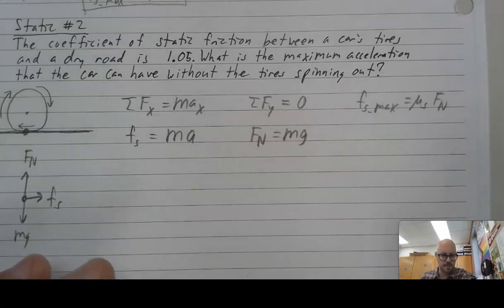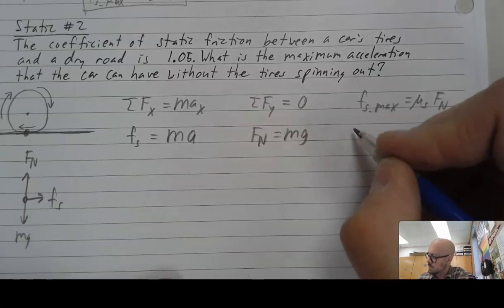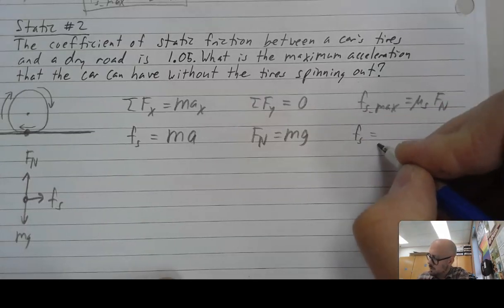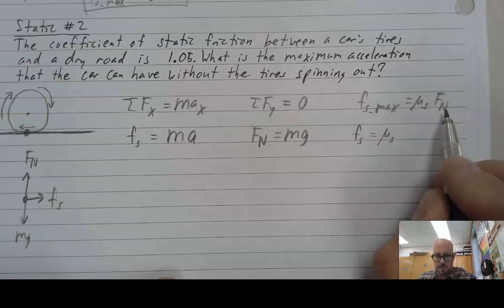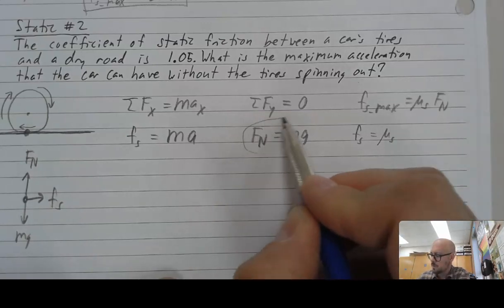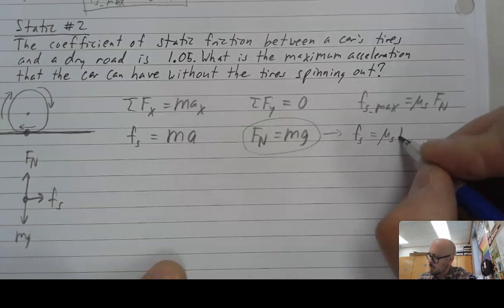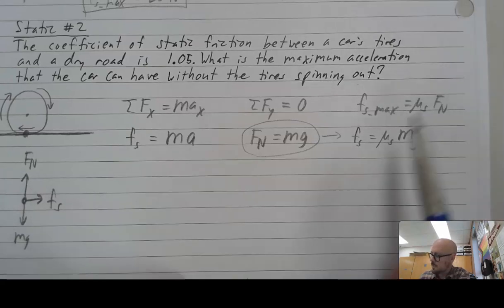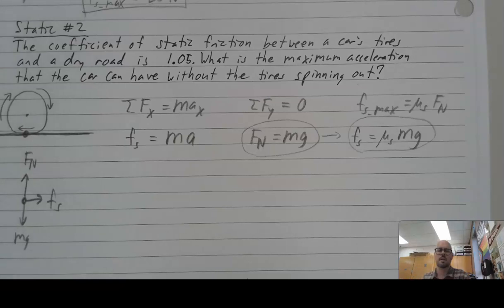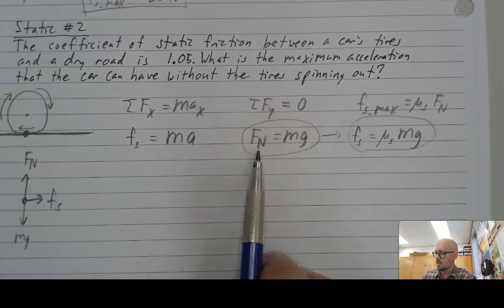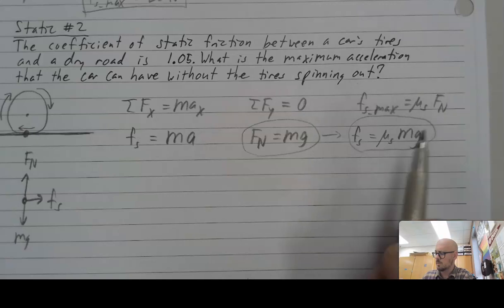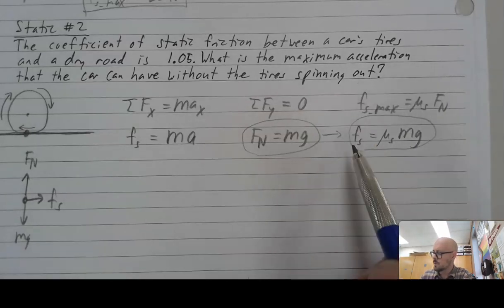So I start to do substitutions. The maximum friction force is equal to mu times the normal force. Well, if the normal force is equal to mg, then the friction force is equal to mu times mg. Mu times mg is going to come up here and there for us, having to do with friction. So mu mg is the magnitude of the static friction force. So I've performed a substitution. The normal force equals mg. That tells me what the static friction force is equal to.